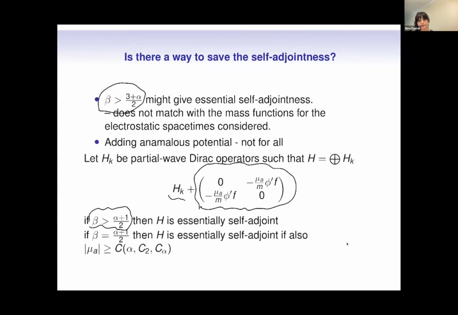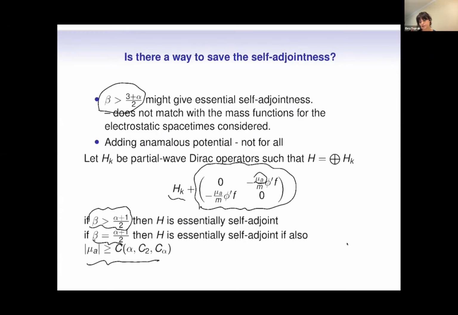And if beta is equal to alpha plus 1/2, then we also have to have some constraint on the mu value. And that's because beta equal to alpha plus 1/2 is the strict point.